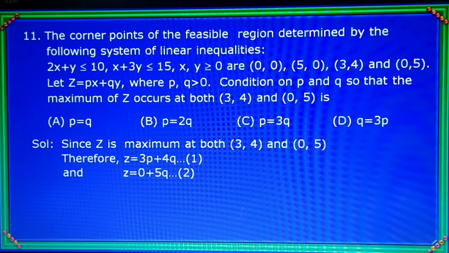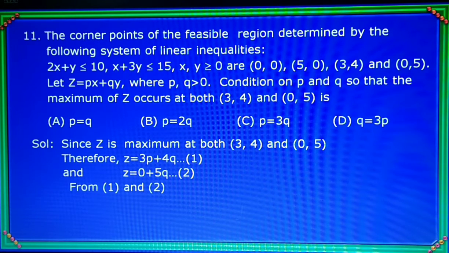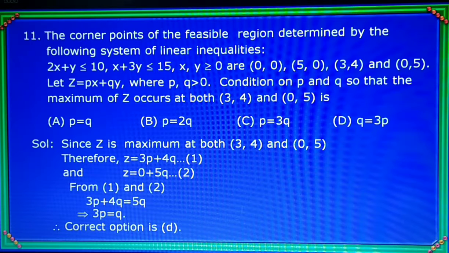Then we can equate equation 1 and 2. From 1 and 2, 3p plus 4q is equal to 5q. This implies 3p is equal to q, that is q is equal to 3p. Therefore, correct option is D.